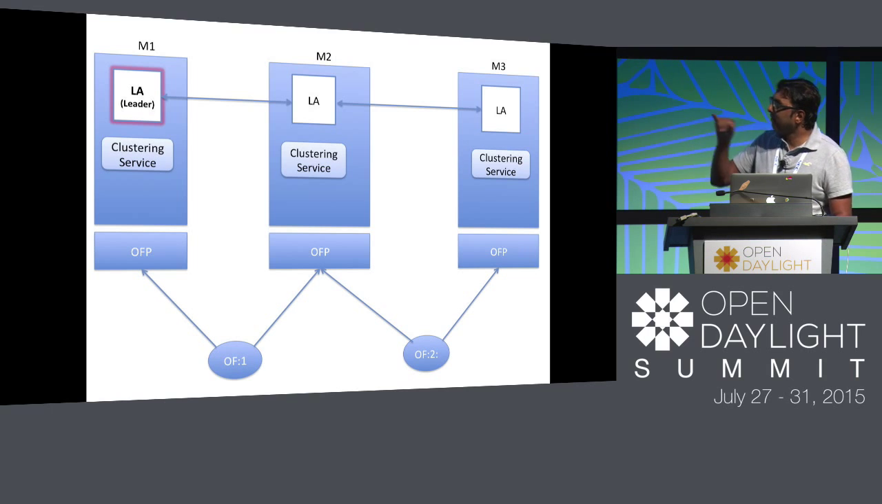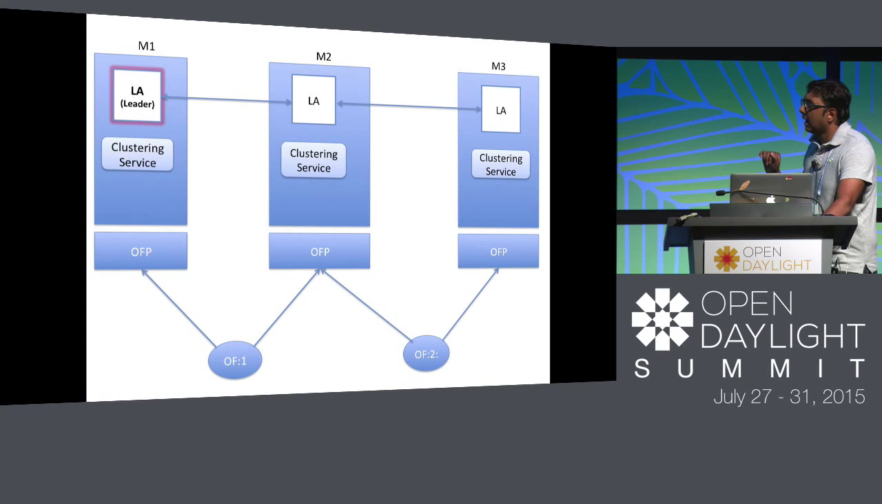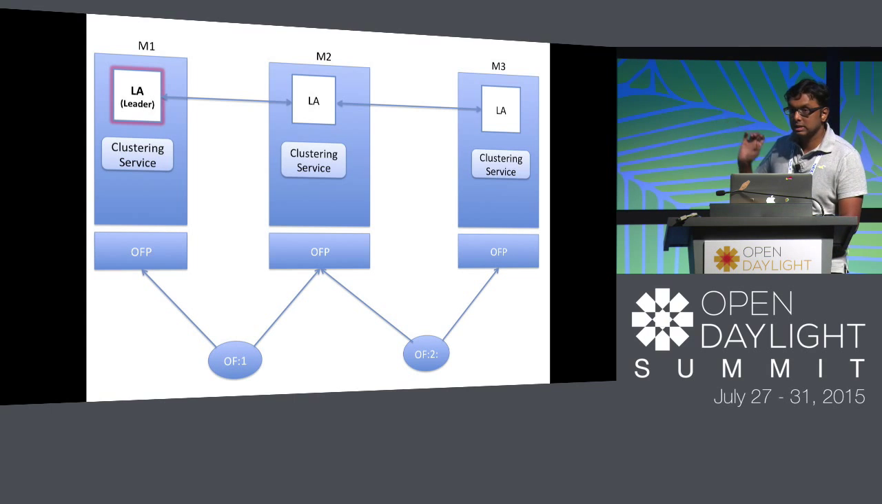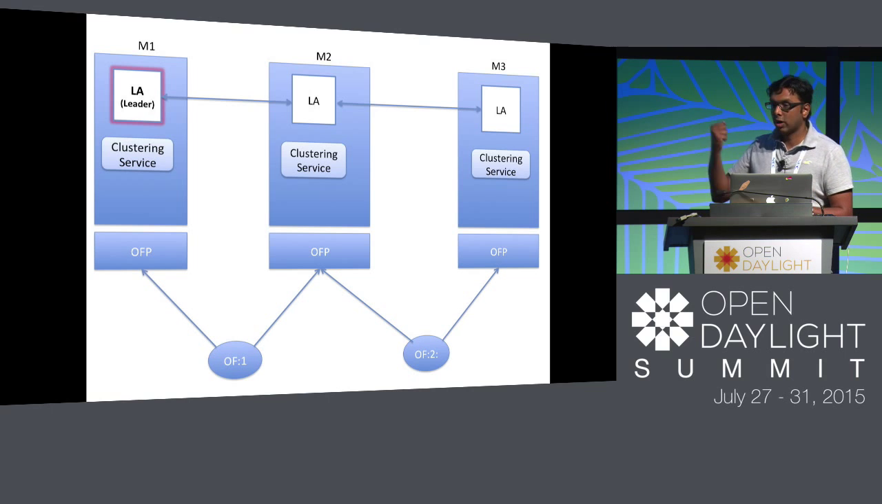So we have the OpenFlow plugin, and we have two switches. These switches do a handshake with two of the controllers, and there is something called a clustering service, which will determine which of these controllers can get an ownership for a particular device. Now, the word ownership is also subject to discussion, like what should we call it?